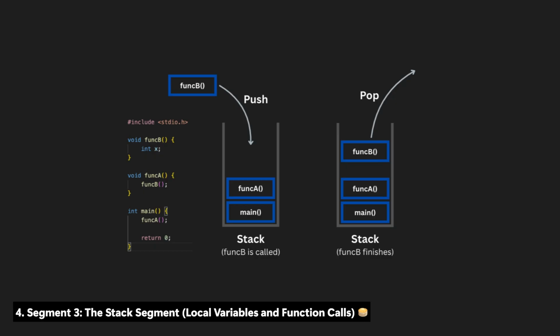About its key characteristics. First is LIFO, last in, first out. It works like a stack of plates. When a function is called, its data, a stack frame, is pushed onto the stack. When the function returns, its frame is popped off. Second is automatic management. The stack is managed entirely by the C runtime environment and the operating system. You don't have to worry about allocation or deallocation.